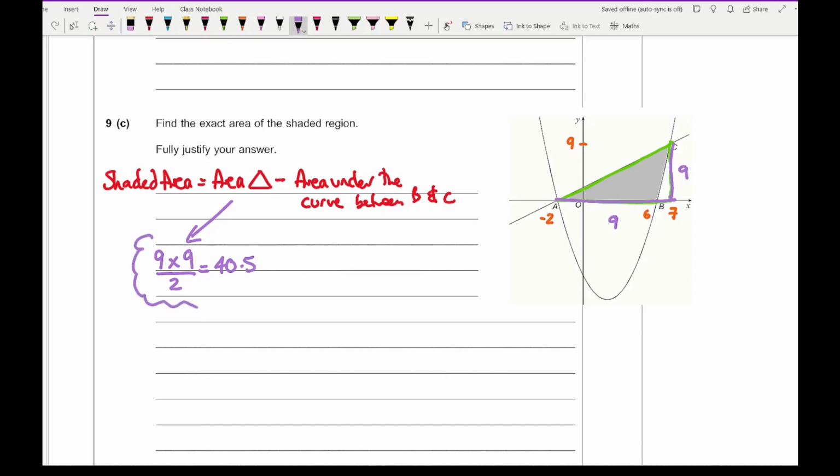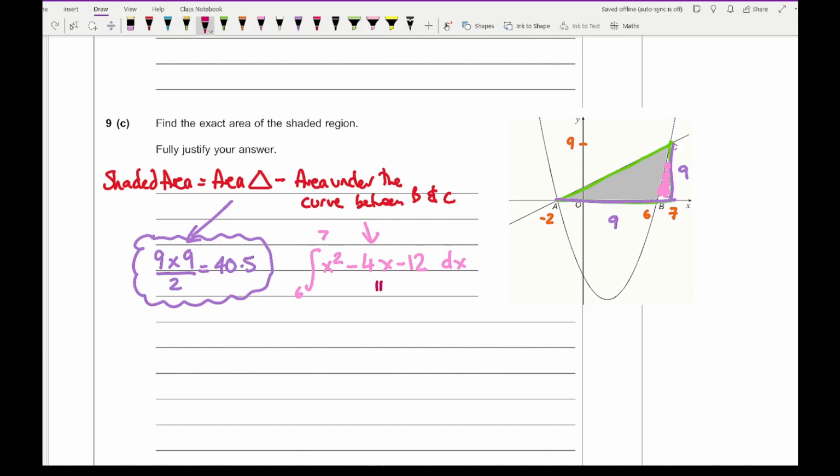I'm just going to put a little bubble around that. Now the next thing for me to do is to work out what this area here is. That pink area is the area under the quadratic curve of x squared minus 4x minus 12, and the limits are going to be between 7 and 6, integrating with regards to dx.